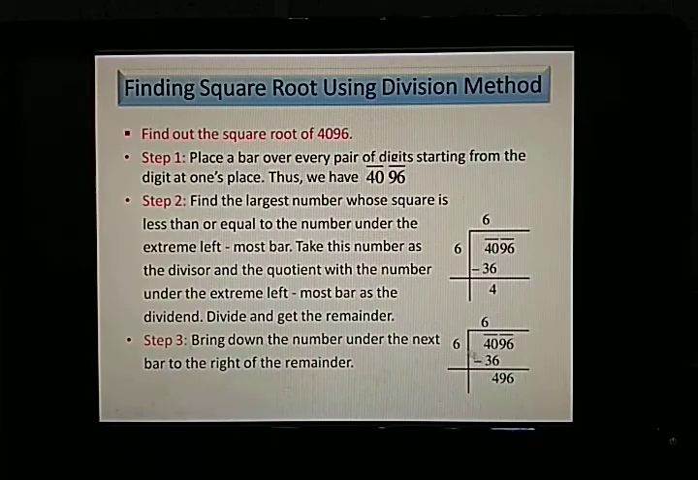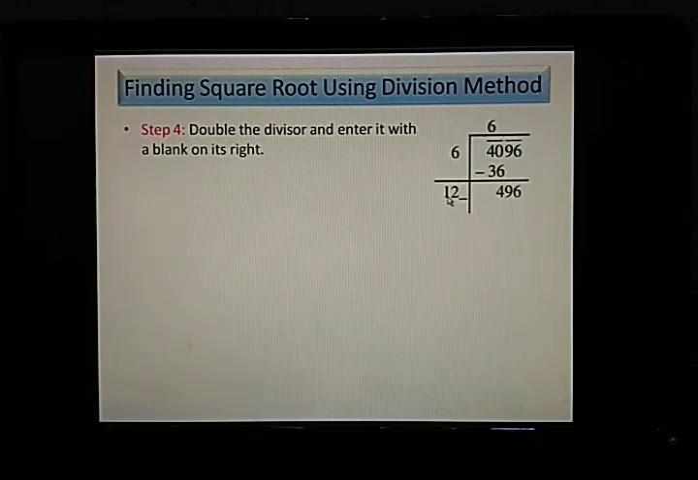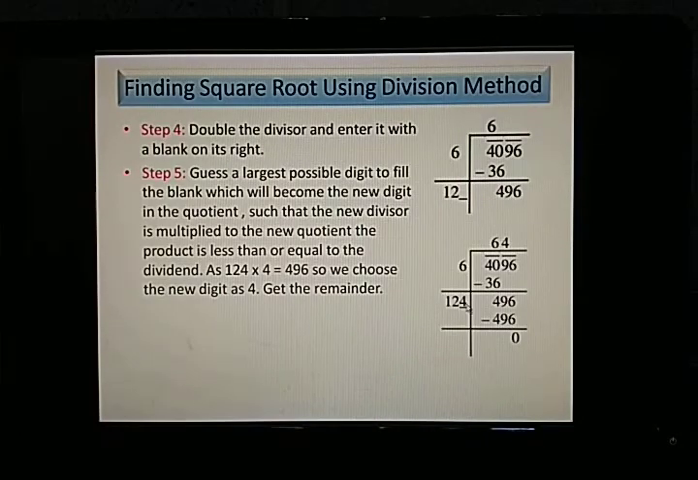Now next, as usual, we have to double this 6. So in the next step you will see we have doubled it, yes, 12, and we have left a blank here. Now we have to put such a number here that will also be placed in the quotient, and that should be less than or equal to 496. So is there any number? Yes, there is one number, 4. If we put 4 here, we have to put 4 in the quotient as well. So 124 into 4 will be 496. We got the remainder as 0. So our work is done. So this 64 will obviously be the square root of the number 4096.